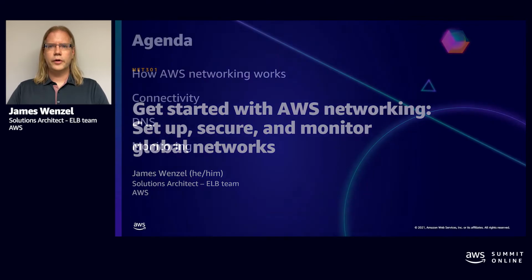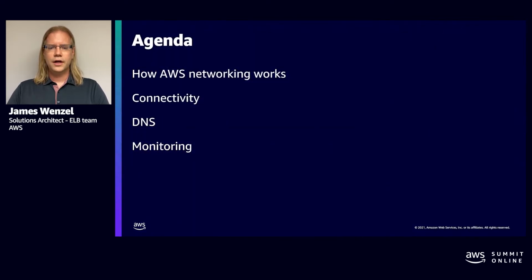Here's the agenda of what we're going to be discussing. First, we'll talk about how AWS networking works and set up a network. Then we're going to talk about connectivity, both inside and outside of AWS. Then we'll be discussing DNS, domain name systems, and then how to monitor our networks.